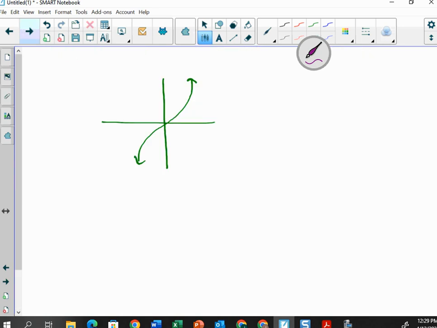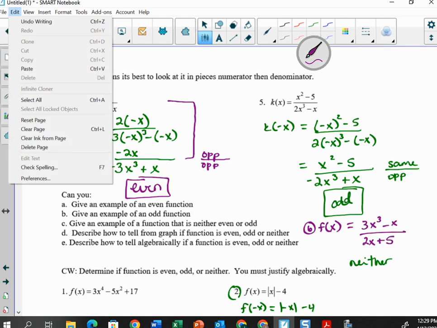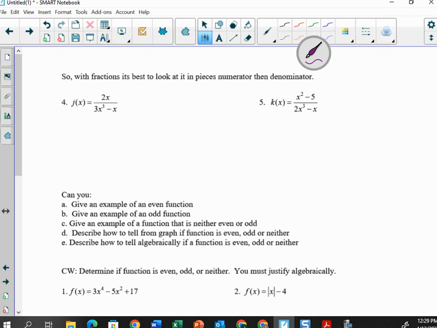She's not going to agree with you. All right, so let's try one. Let's do number 4 together. Okay, so we're going to do J. We've gotten to J's, apparently. We're working our way through the alphabet. So J of negative x, that's going to be 2 times negative x over 3 times negative x quantity cubed minus negative x.